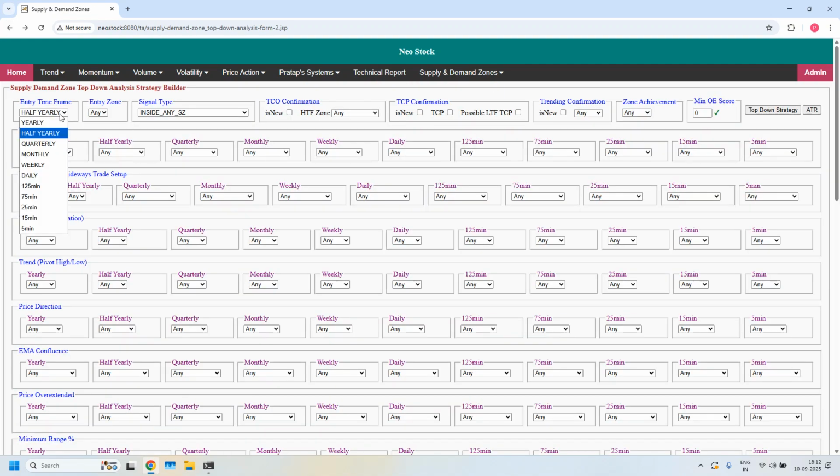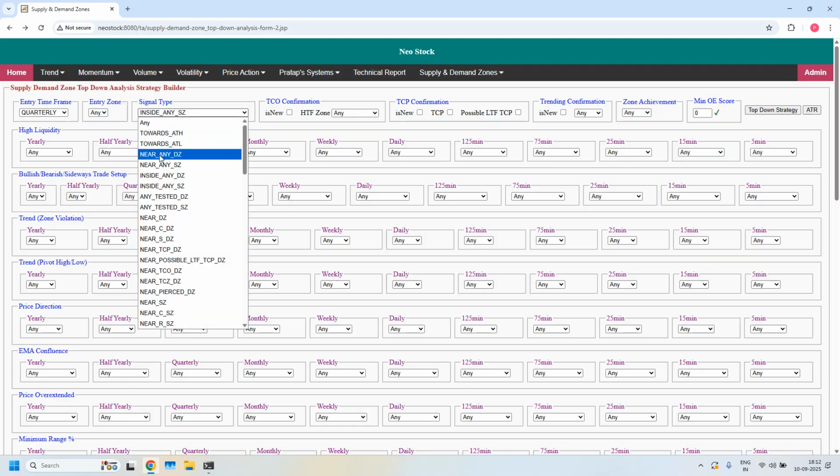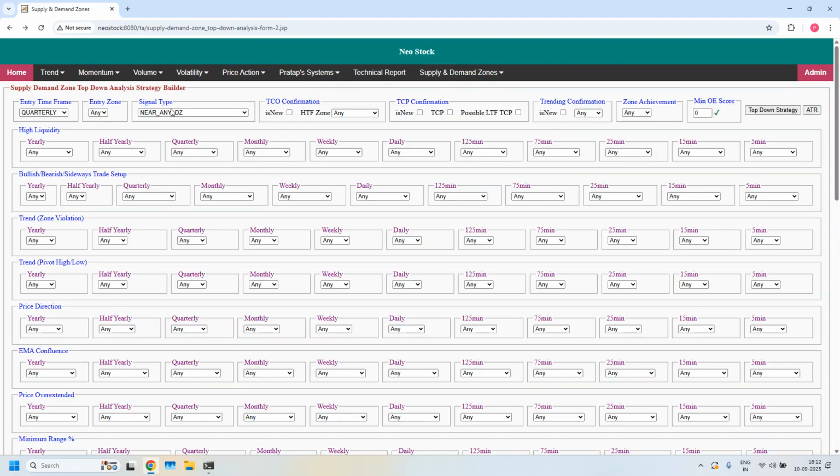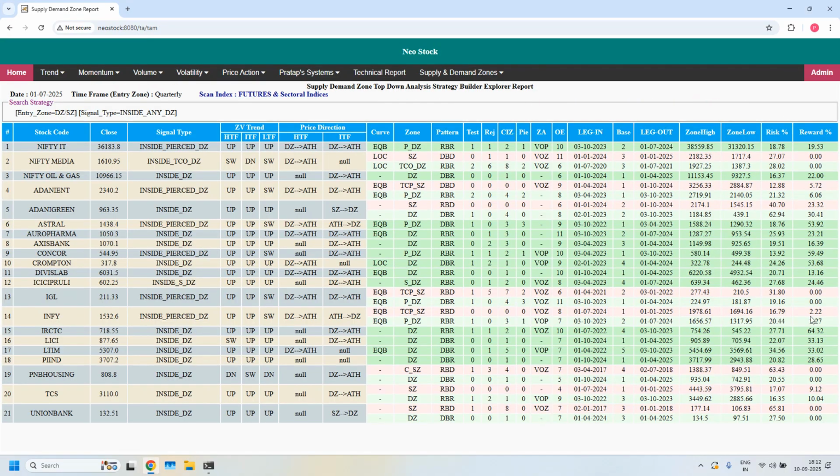Next time frame is quarterly. Stocks near the quarterly demand zone, we got 1 stock. Next, stocks near the quarterly supply zone, no stocks. Next, price closed inside the quarterly demand zone, we got 21 stocks.